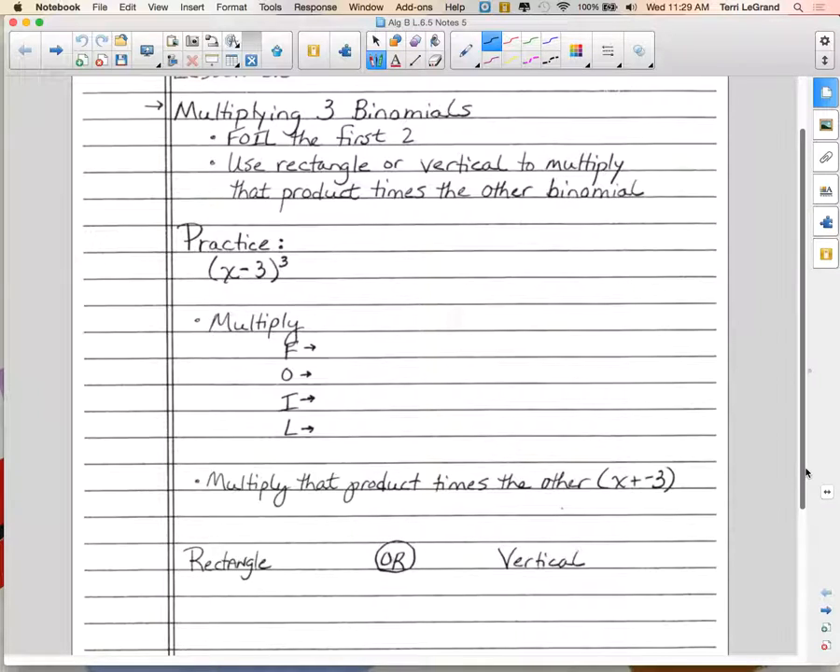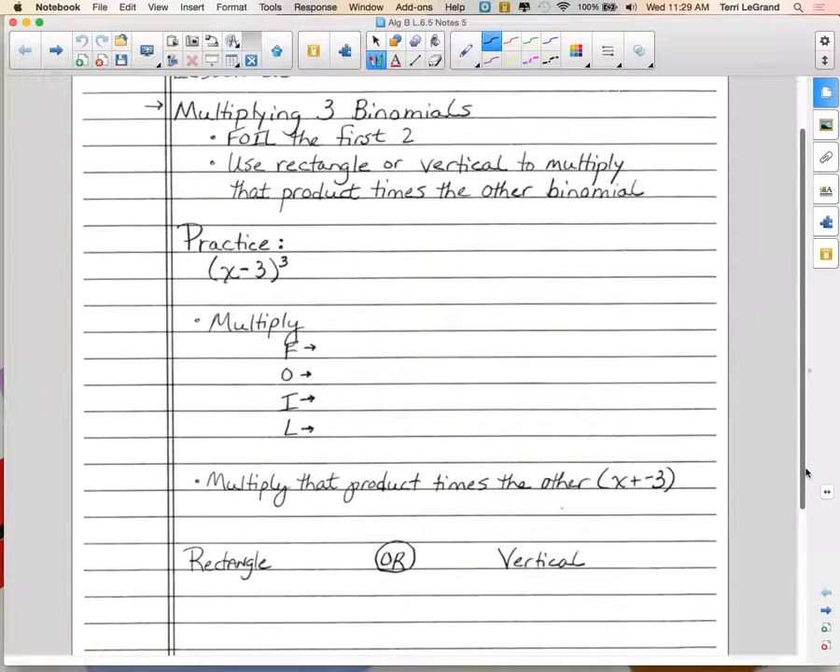polynomials, you would FOIL the first two. Well, we wouldn't FOIL them, we would multiply the first two. But basically, you can think of it this way. We need to just take them two at a time. So since we are working with binomials, we're going to FOIL. So we're going to FOIL the first two. Then we're going to use the rectangle or vertical method to multiply that product times the other binomial.